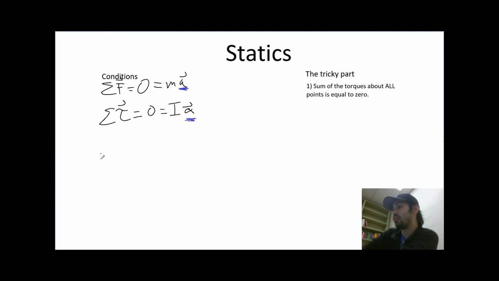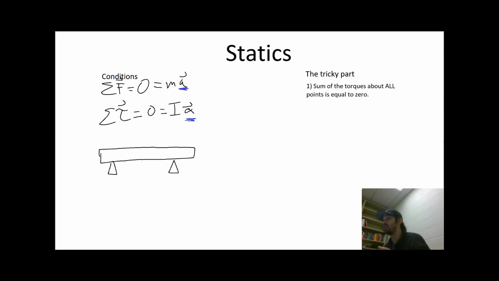Let's say I have this bar, and it's supported on one end with a pivot point, and the other end right here. When I say that the sum of the torques about all points is equal to 0, that means that I can choose a lot of points of rotation. So I could choose this end to be a point of rotation. I can choose this point. I can choose the middle of the bar to be the point of rotation. I can choose this point, and on ad nauseum, right? Because there's an infinite number of possibilities for the point that I choose here.